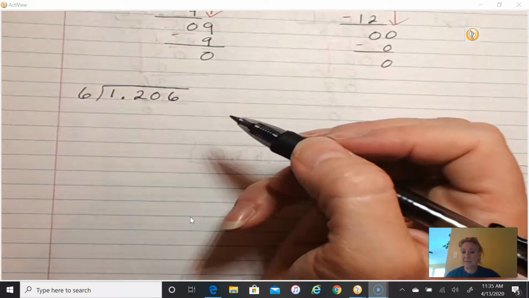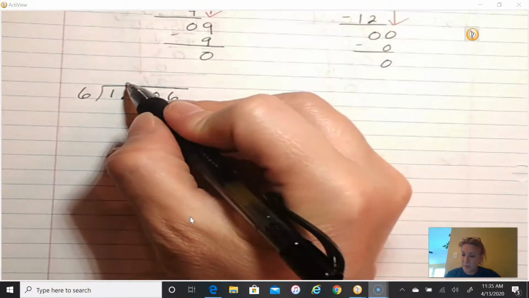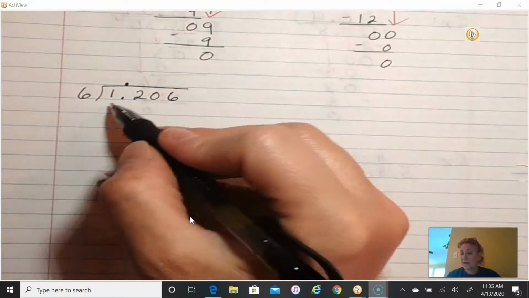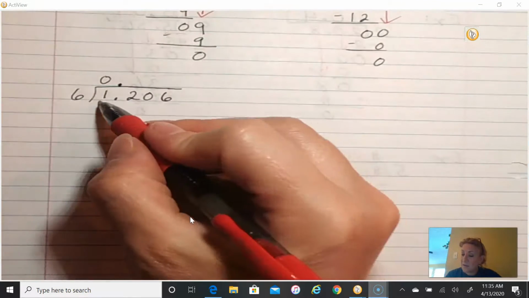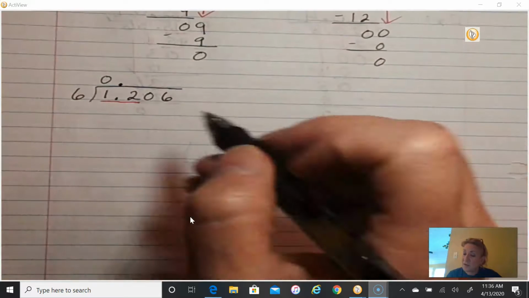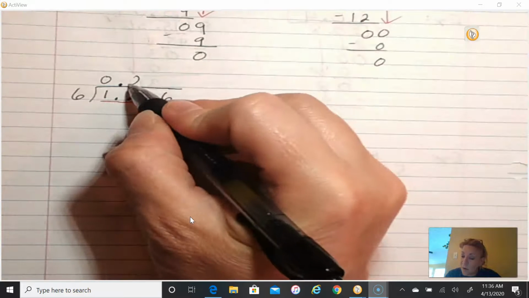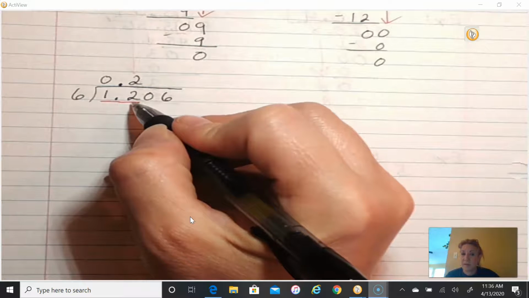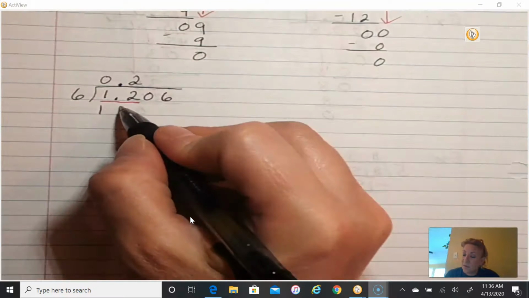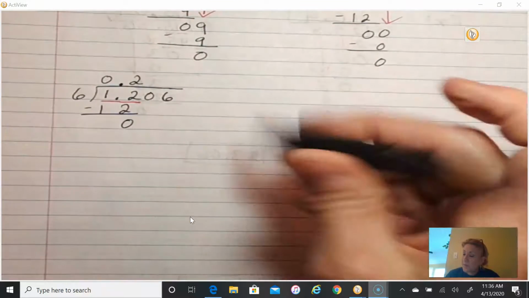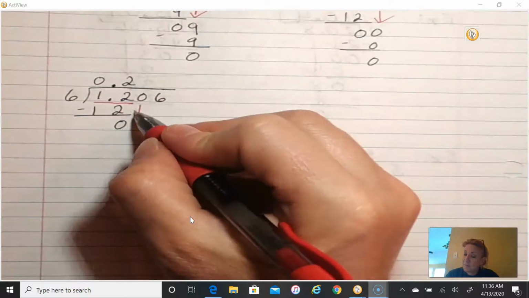Okay, so pause it. Okay, we're going to put decimal up here. 6 does not go into 1, but 6 does go into 12. Goes in there 2 times. Put that 2 over the 2 because of it being 12. 2 times 6 is 12. Bring down your 0.